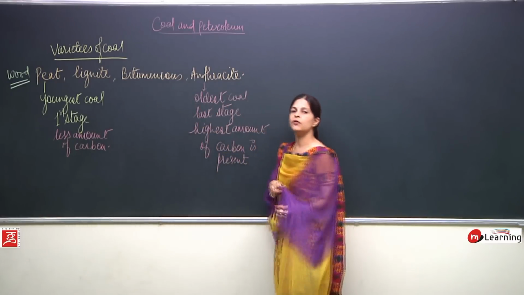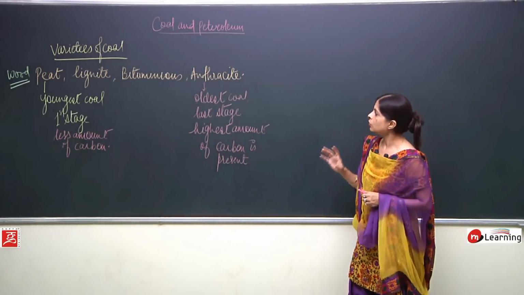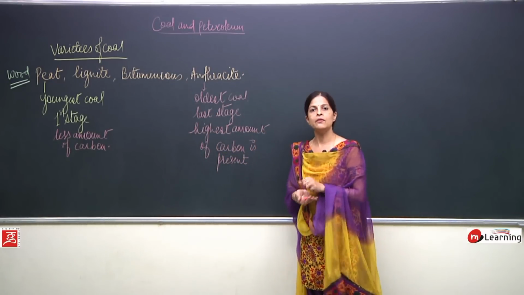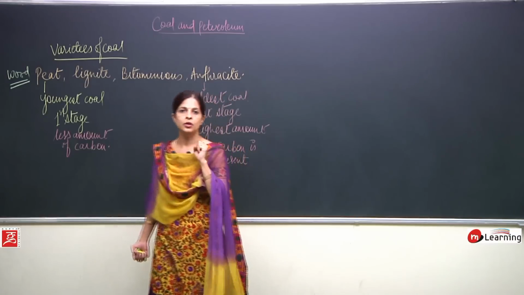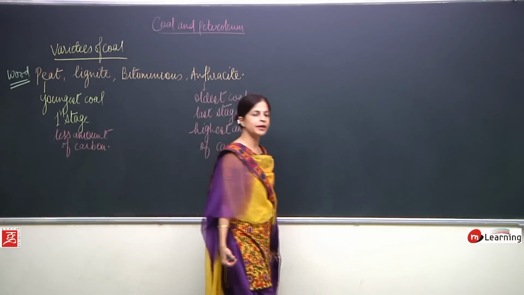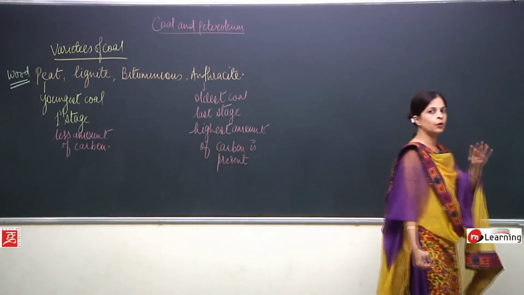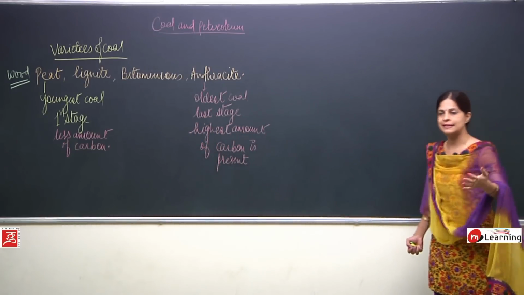Okay, highest amount of carbon is present. So please try to understand what we are discussing. We are talking about varieties of coal. How can it be divided? It can be divided into 4 types or 4 stages.